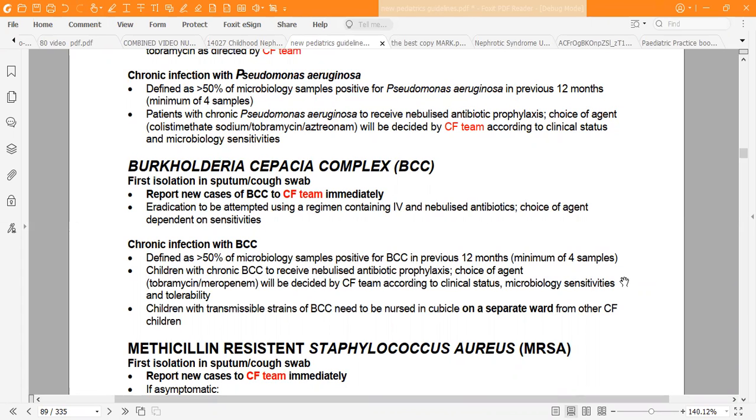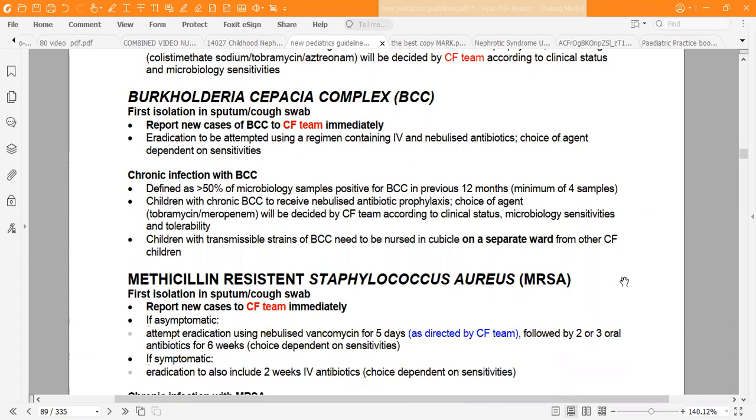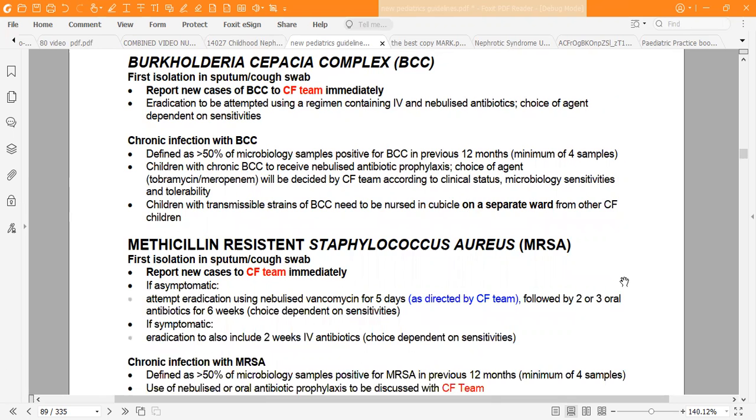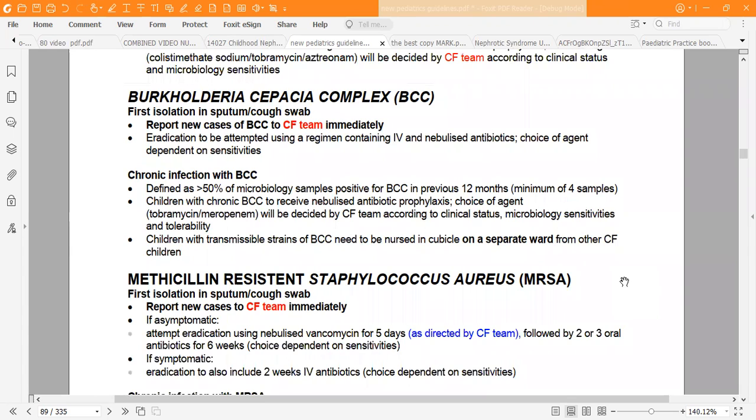Children with a transmissible strain of BCC need to be nursed in a cubicle on a separate ward from other CF patients. So these patients will be separated even from the other cystic fibrosis patients themselves.